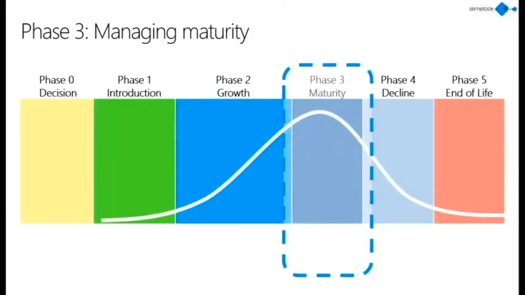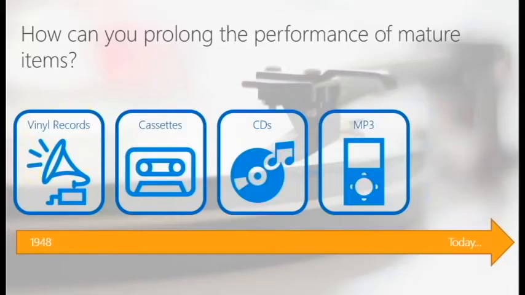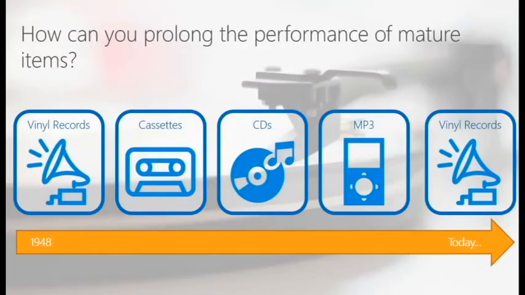Managing the maturity of these items is essential to the cut or continue decision. Understanding why is important. And how can you then prolong the performance of your mature items? In this classic example of music products, vinyl records were superseded by cassettes. They then got superseded by CDs, then MP3 players. However, from the early stages to today, we now have an additional problem because vinyl is making a comeback.